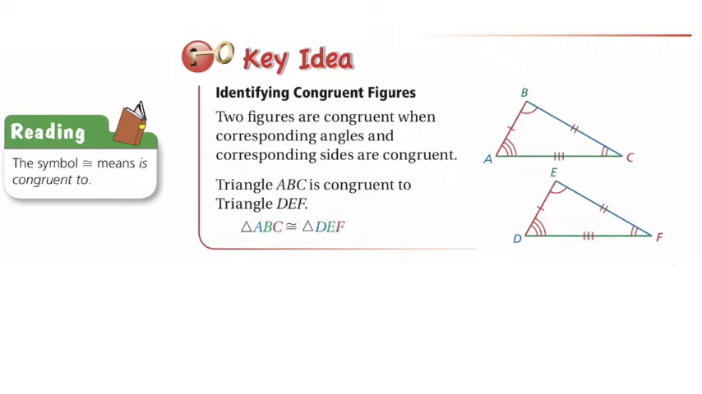Identifying congruent figures. So two figures are congruent when their corresponding angles and their corresponding sides are congruent. So triangle ABC is congruent to triangle DEF. And the reason is we can go through each of the corresponding sides and see they are congruent. They tell us they're congruent with the one arc on B and the one arc on E, letting us know those are congruent angles. The two arcs on C and F, those are congruent angles. And the three arcs on A and D, they're congruent angles.